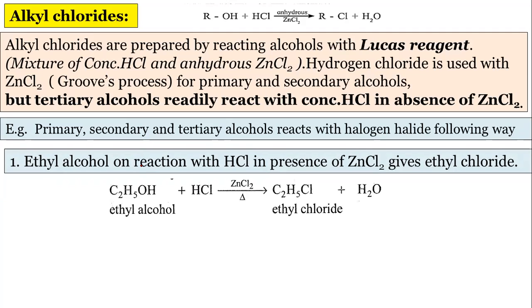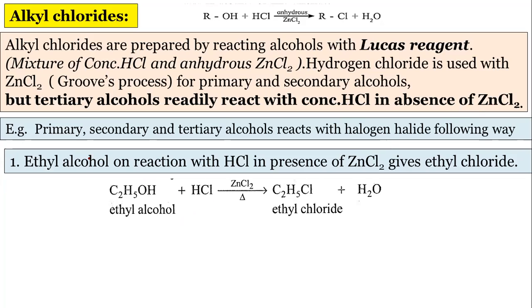Only for the primary and secondary alcohols the ZnCl2 catalyst is required because the reactivity is very less. Primary alcohols and secondary alcohols reactivity is very less. That's why the catalyst is required. But for the tertiary alcohols, directly we can add the concentrated HCl in the absence of ZnCl2.